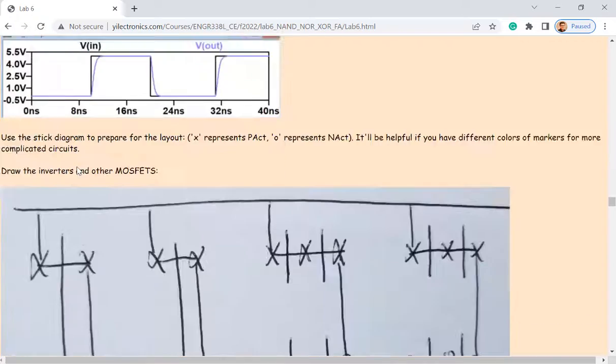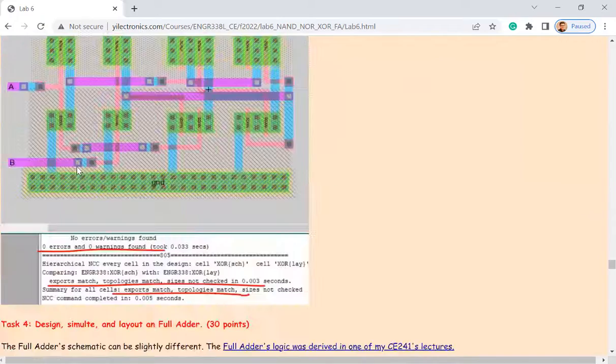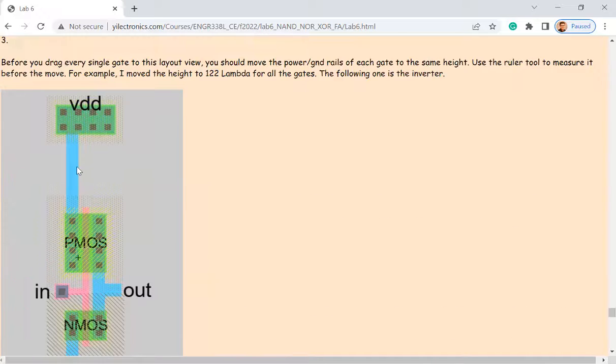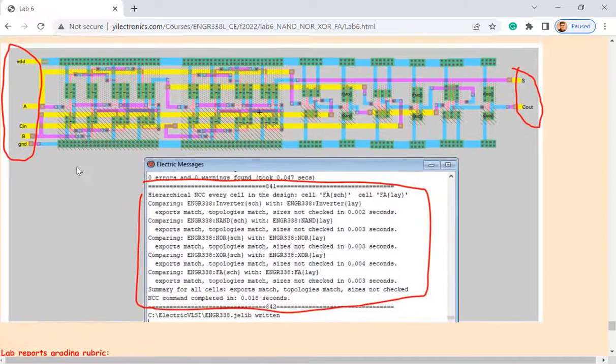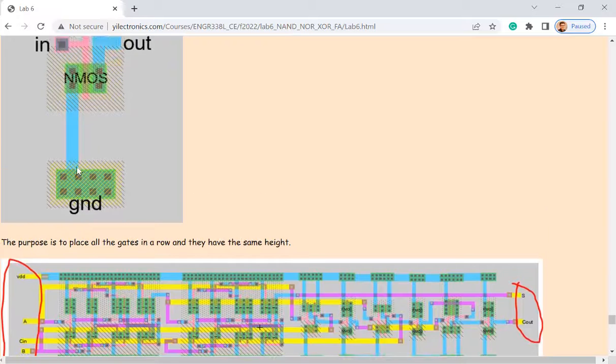That's XOR. These are stick diagrams and all those things important. And that's the adder, is it? It's full adder.